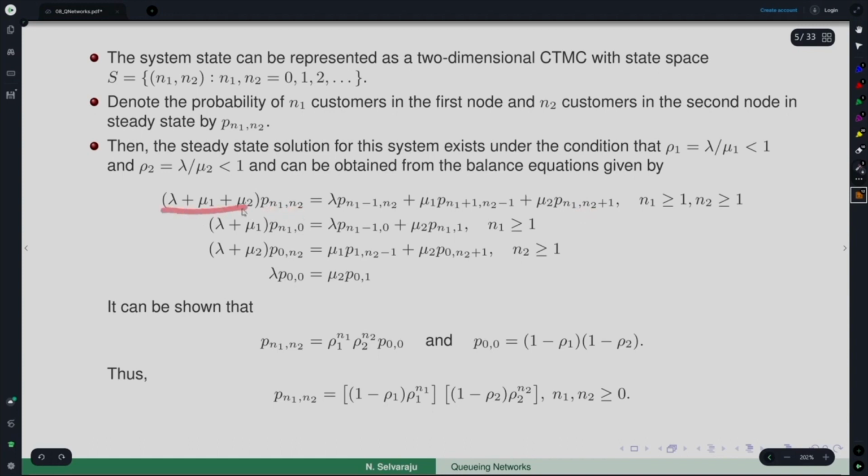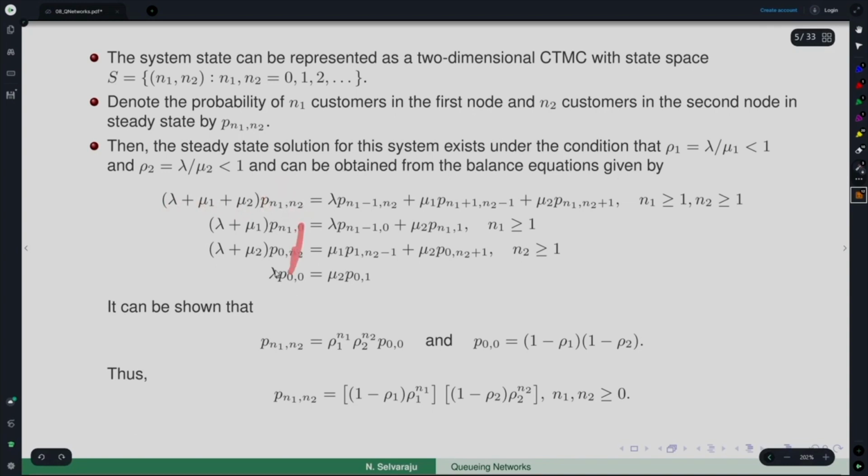Again, similarly, an arrival can make the process go out of state (n1, n2), or a service completion at stage 1 or a service completion at stage 2 can make the process move out of the state (n1, n2), so that is the left hand side.